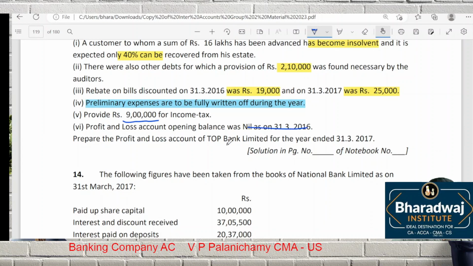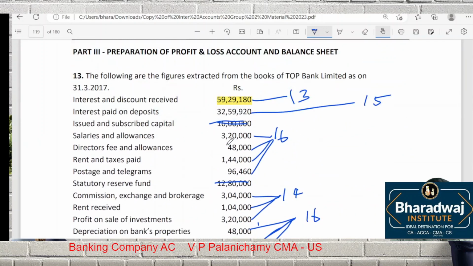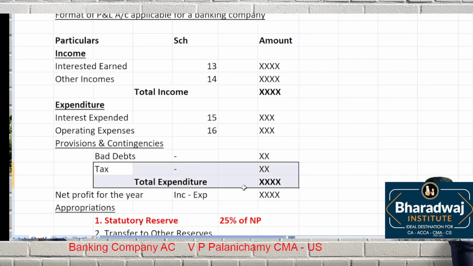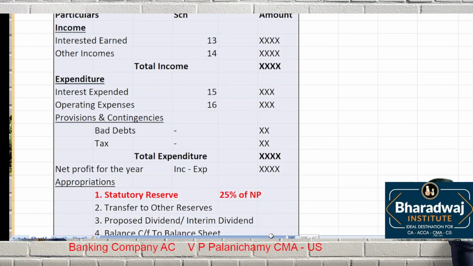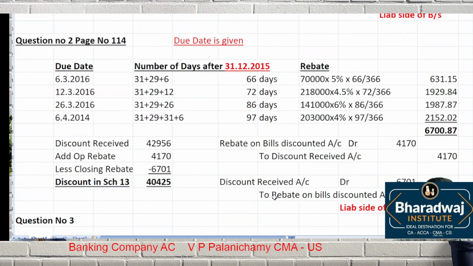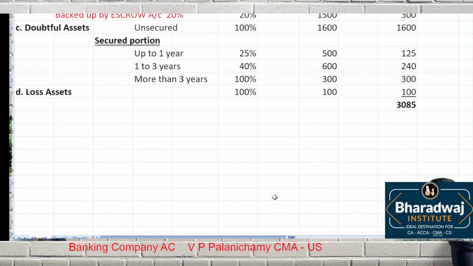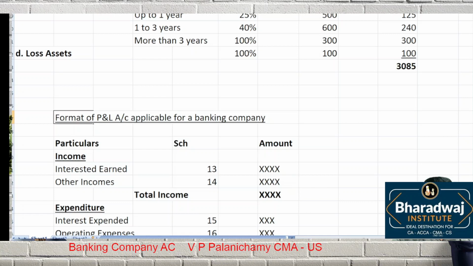So just for information, they ask you to prepare which one? Top Bank Limited. So interest 13, interest paid 15. We are given operating expenses 16, other incomes 14. So let us prepare the P&L account. In the exam also, leave a page gap for the main answer P&L account. You can just write the format like this and leave one page gap.